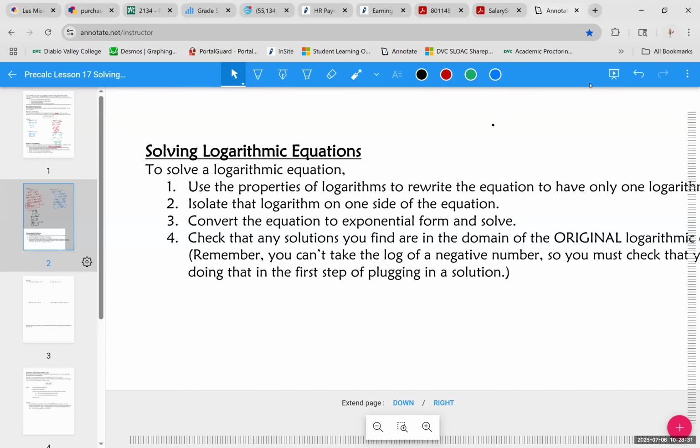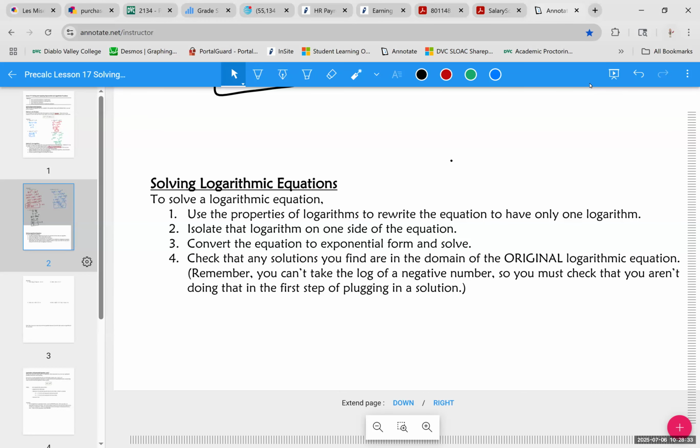We're going to work on solving logarithmic equations next. So here's a process and then we'll apply it. First, we're going to use logarithms to rewrite the equation so it has only one log. So we're probably going to have to condense some logs together. Then we're going to isolate that log on one side, make sure that it's all by itself. And then, and this is the trick, we're going to convert the equation to exponential form.